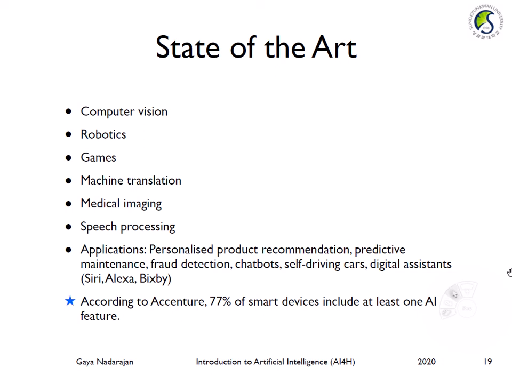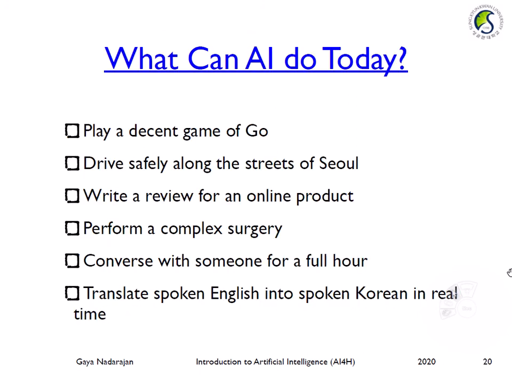You're probably using them every day. And according to Accenture, this big company, 77% of smart devices include at least one AI feature. So that means almost everything we use, 77% of any smart device that you call has at least one AI feature. Okay? So what can AI do today?